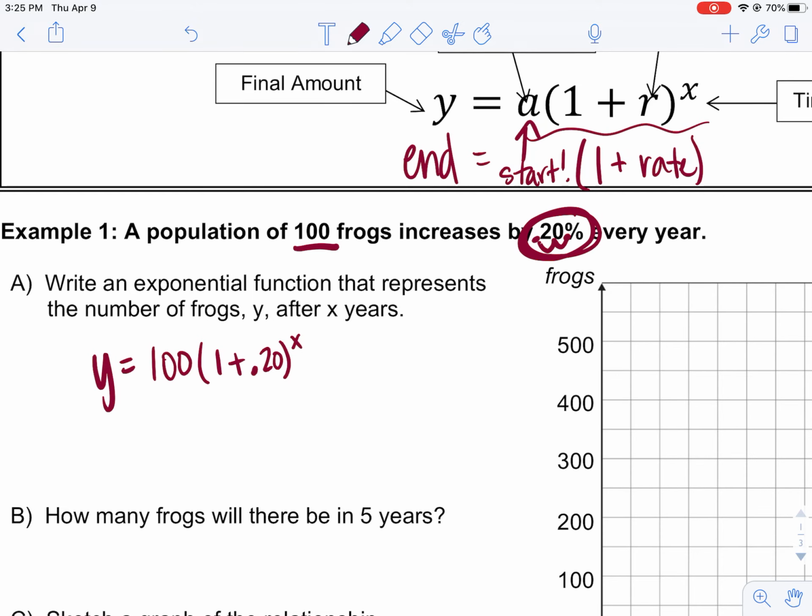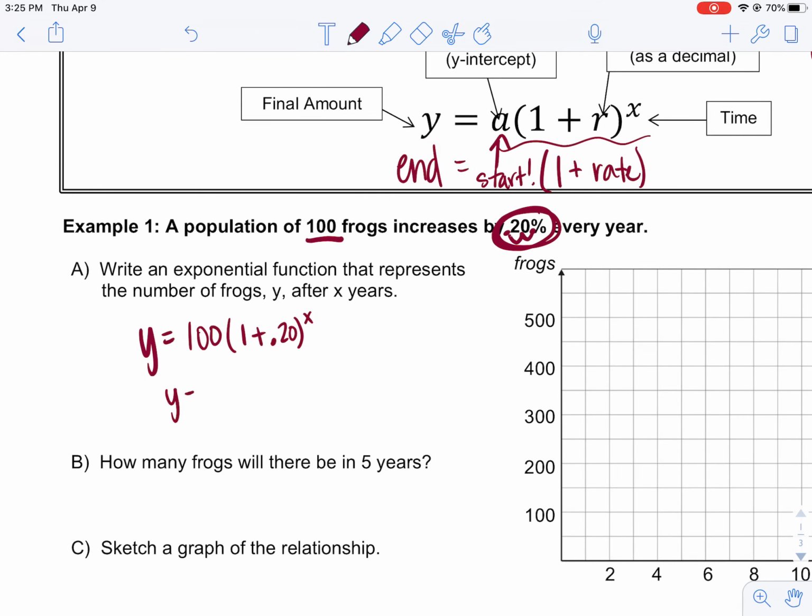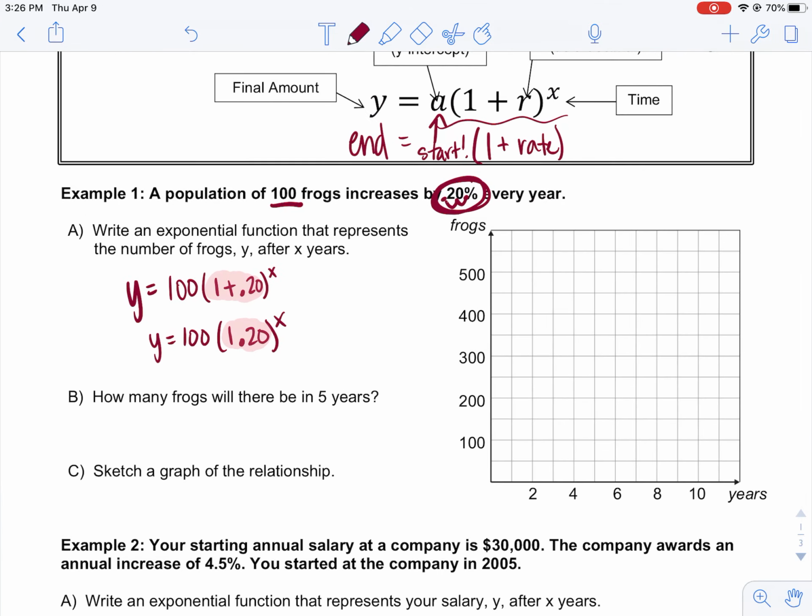So sometimes you might see your equations written as a simplified version like this, where they added the 1 plus 0.2 to simplify it to 1.2, okay? So how many frogs will there be in 5 years? So they are wanting us to solve for y when given 5. Remember, x is time, so 5 years is a 5 on my x value, okay?